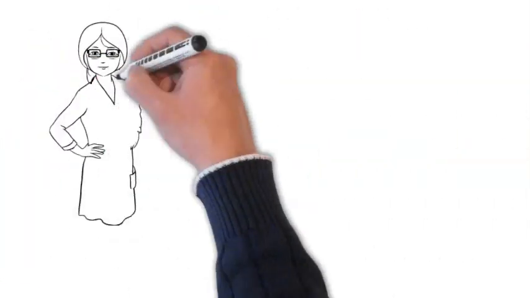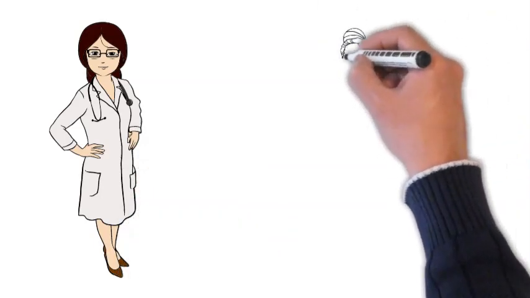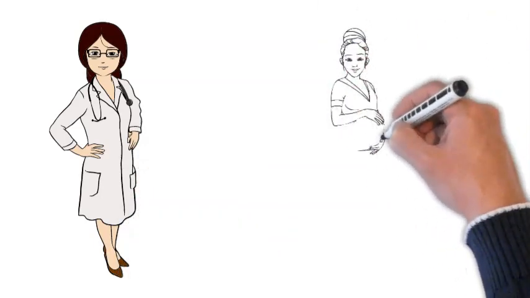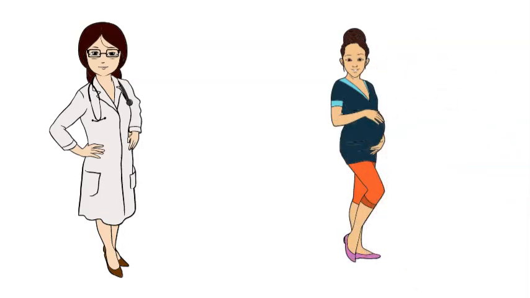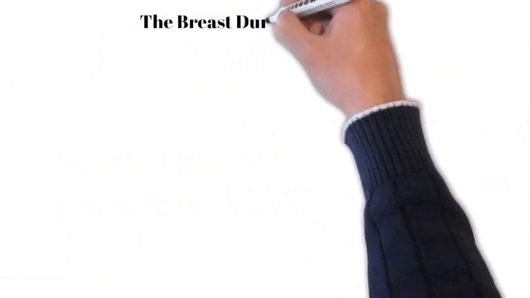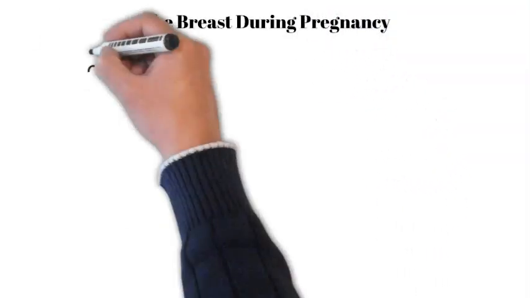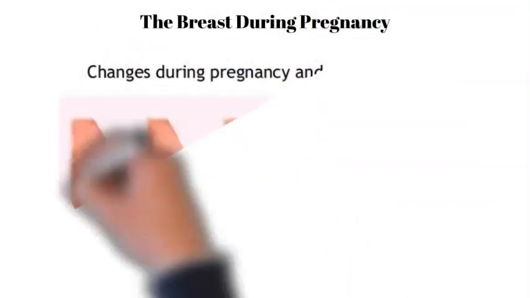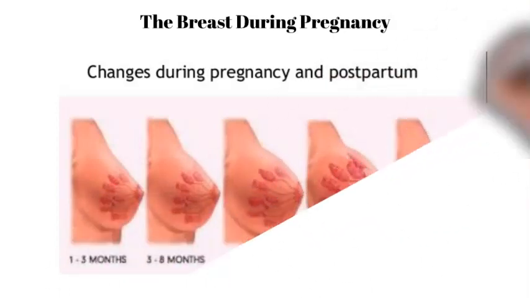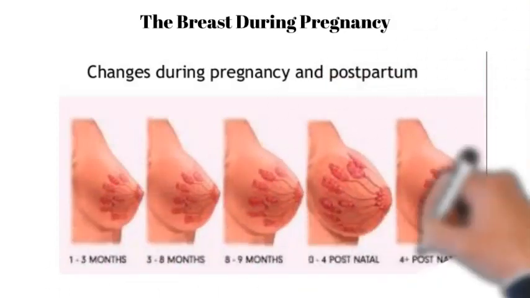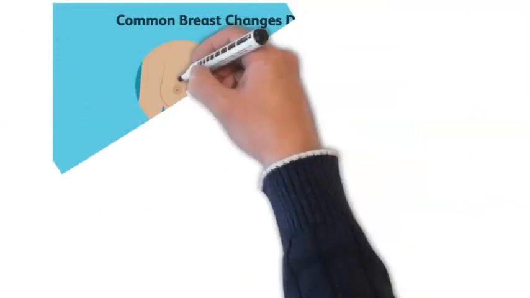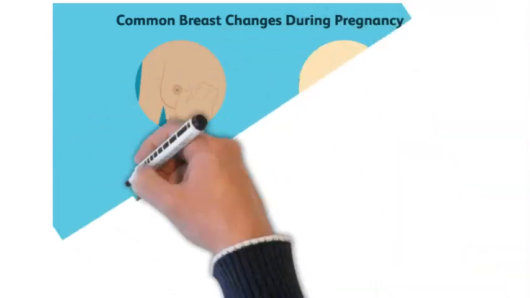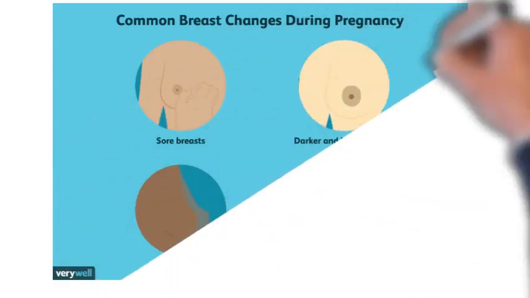In addition to breast cancer, there are other changes that can occur in the breasts. Pregnancy is one of the most common causes of breast changes in women. The breast during pregnancy. During pregnancy, the breasts undergo several changes to prepare for lactation. The glands in the breast enlarge and become more active, causing the breast to become fuller and tender. The areola, which is the darker area around the nipple, may also darken and enlarge. As pregnancy progresses, the breasts may continue to enlarge and become more sensitive.